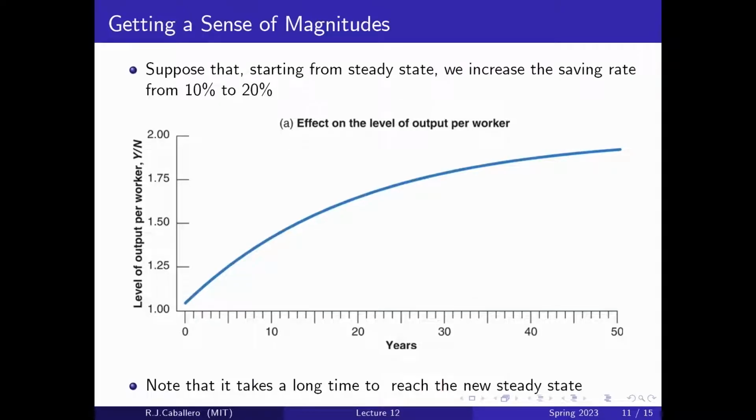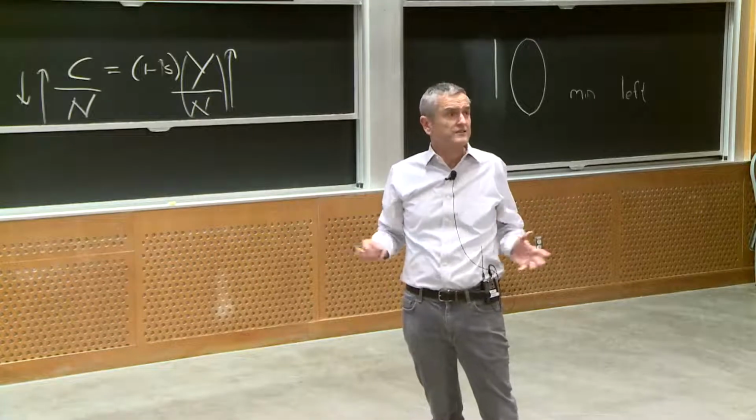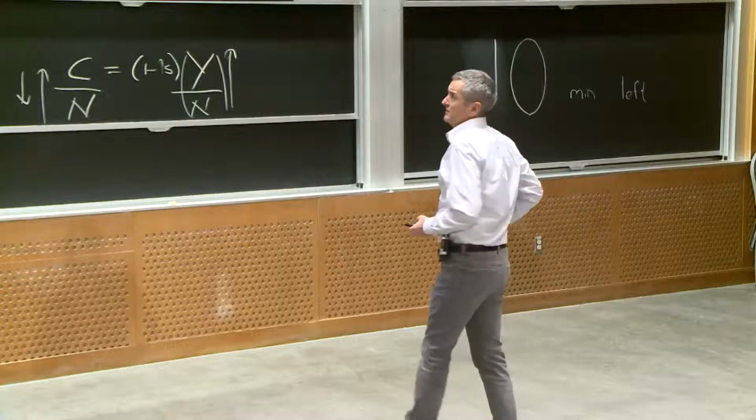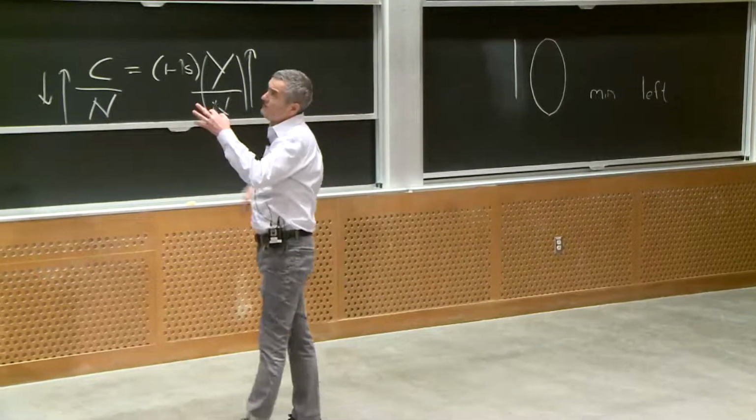So in that economy, if you increase the saving rate from 10 to 20%, remember, that means that in the new steady state, output per worker will be twice what it was in the previous steady state. So you go from 1 to 2. But it takes a long time. And the numbers are not crazy: it takes 50 years to go to the new steady state. So that's the time frame we're talking about.